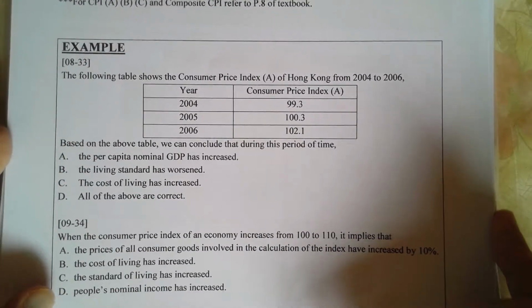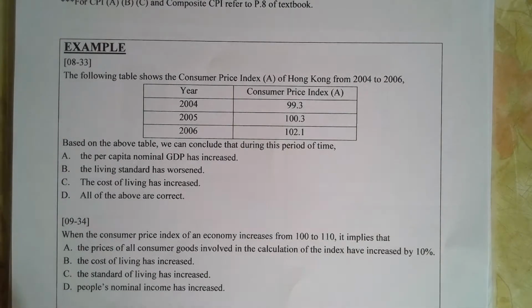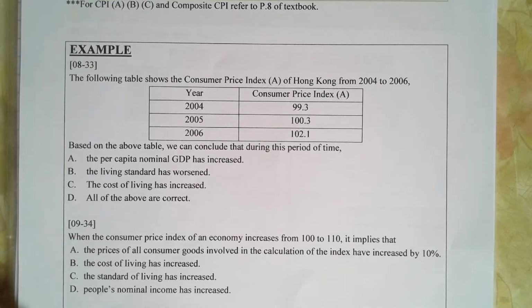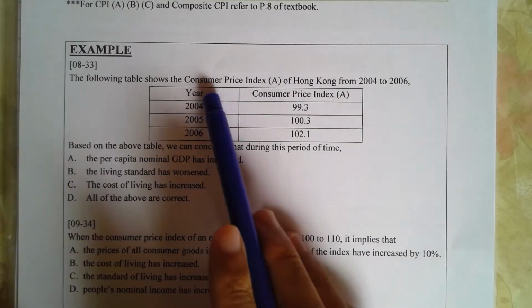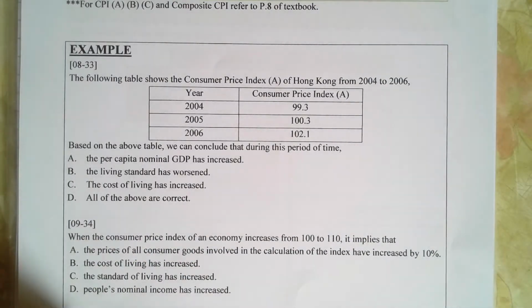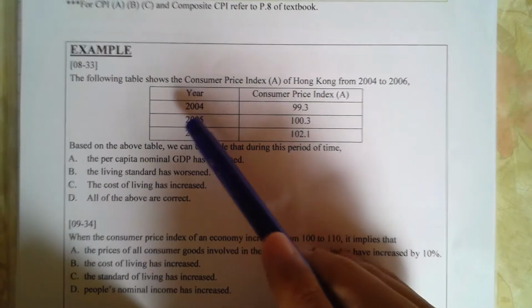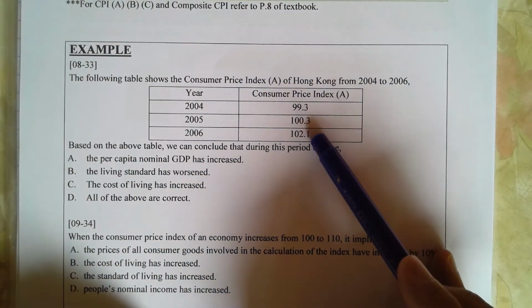Alright, now let's look at some past paper examples of how it will be in examination. Now here, 2008, the year that I took my CE exam. Given CPI A, the important thing is that you see CPI from 99 to 102. So what do we call this?